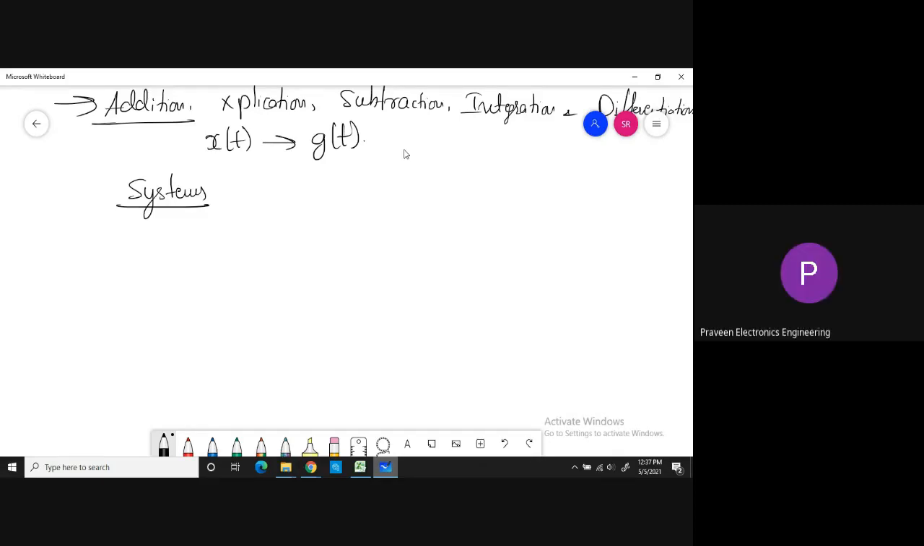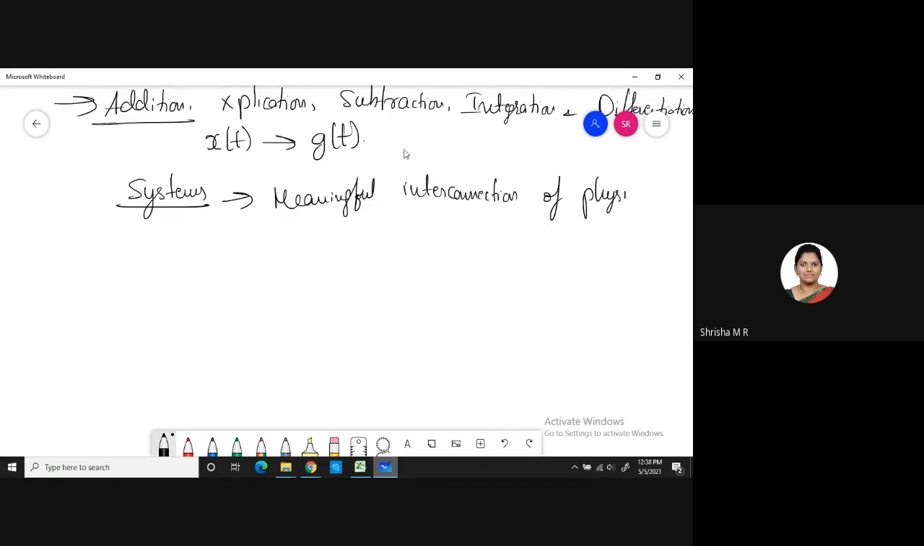What is a system? A meaningful interconnection of physical devices and components is called a system. What will a system do? It will transform signals for various applications.